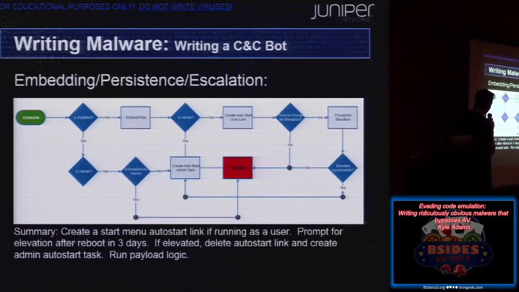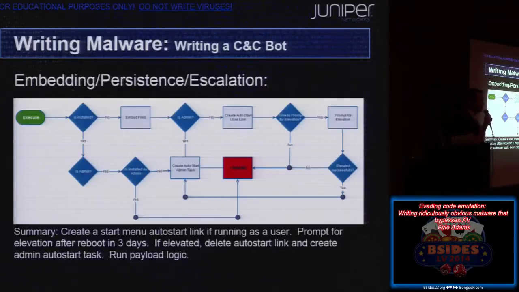Then we're going to check to see if we have the auto start user link. So this is in the start menu, the startup folder. It is the easiest way to get something to auto start in Windows. And you can do it as a regular user. You don't need any sort of admin privileges. So we're just going to copy ourselves into that folder and hide the file so the user can't see it. Then we're going to wait 3 days and prompt the user for elevation. So we're going to wait 3 days, and the next time they boot up, we're going to pop up a UAC dialog and say, do you want to run this process as administrator?